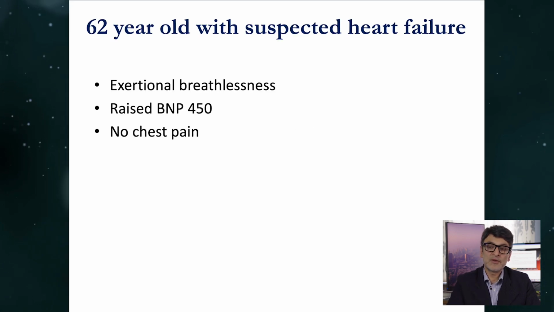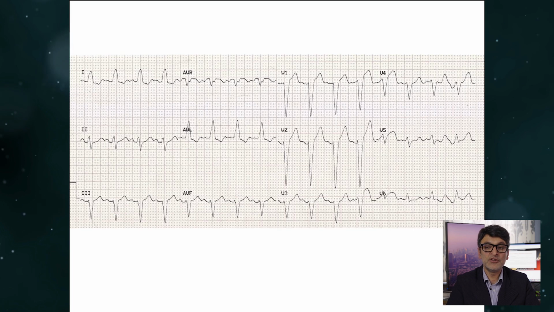So again, let's frame this with a case. We've got a 62-year-old with suspected heart failure. Has got exertional breathlessness, has a raised BNP of 450. This is not an NT-pro BNP. This is the old-fashioned BNP, and 450 would very much be elevated, but no chest pain. They have an ECG done, and this ECG shows one very important finding, which is that their QRS complex is clearly very broad.